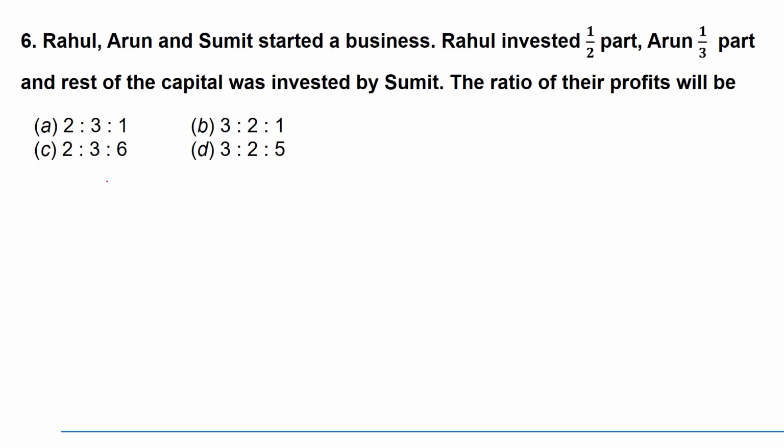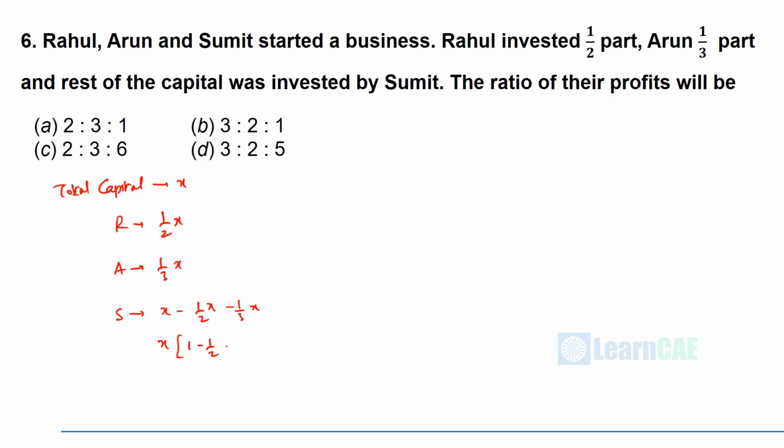So let the total investment or the total capital be x. So Rahul invested 1 by 2 x, Arun invested 1/3 of x, and Sumit invested the remaining, that is x minus 1 by 2 x minus 1 by 3 x. So this will be equal to x of 1 minus 1 by 2 minus 1 by 3. Taking 6 as the common factor, (6 minus 3 minus 2), this will be equal to 1 by 6 x.